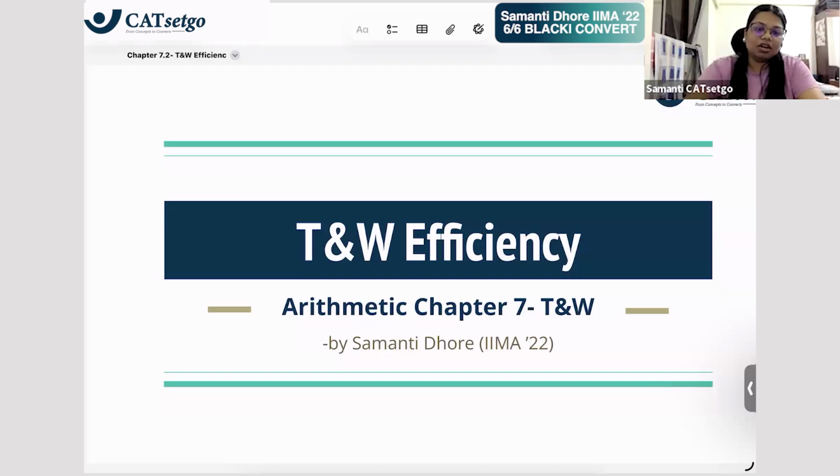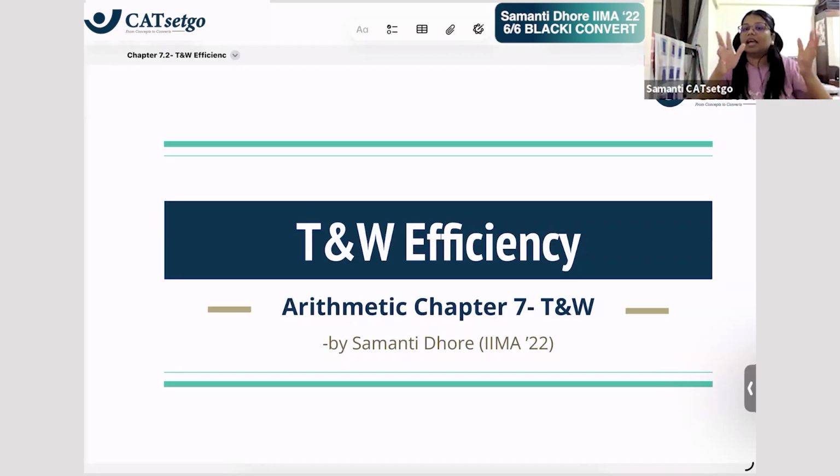Let us continue learning time and work. Okay, पिछले class में we learned time and work, and I hope you all remember we learned two types, right? Type 1, type 2. Type 1 was the one where a group of people were doing work. Type 2 was the one where individuals were doing work, right?